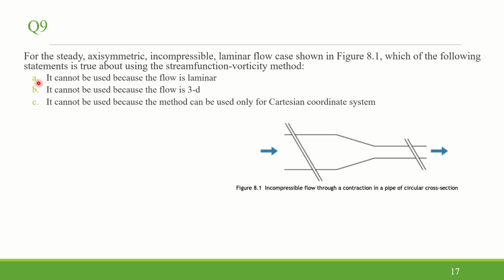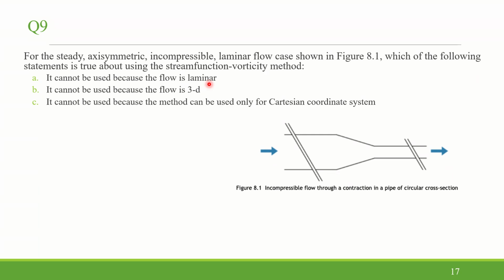So here we will read the statements one by one and see whether they are true or false. In the first statement, it is given that it cannot be used because the flow is laminar, and we know that statement is false because nowhere is it mentioned that the stream function vorticity method should only be used when we are talking about laminar flow or turbulent flow. So the stream function vorticity method can be used for this case actually. So the first statement is false.